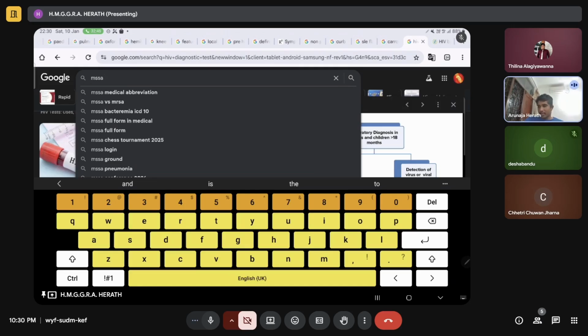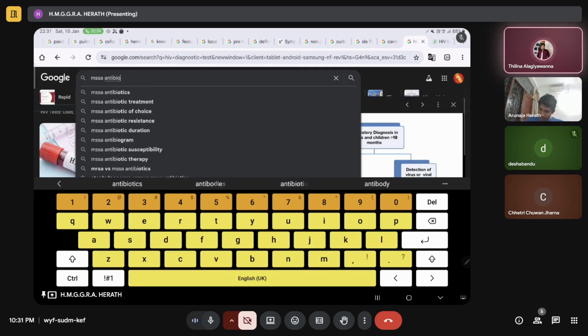But according to international recommendation, penicillin is the best antibiotic, first antibiotic. Okay, understood? Okay.